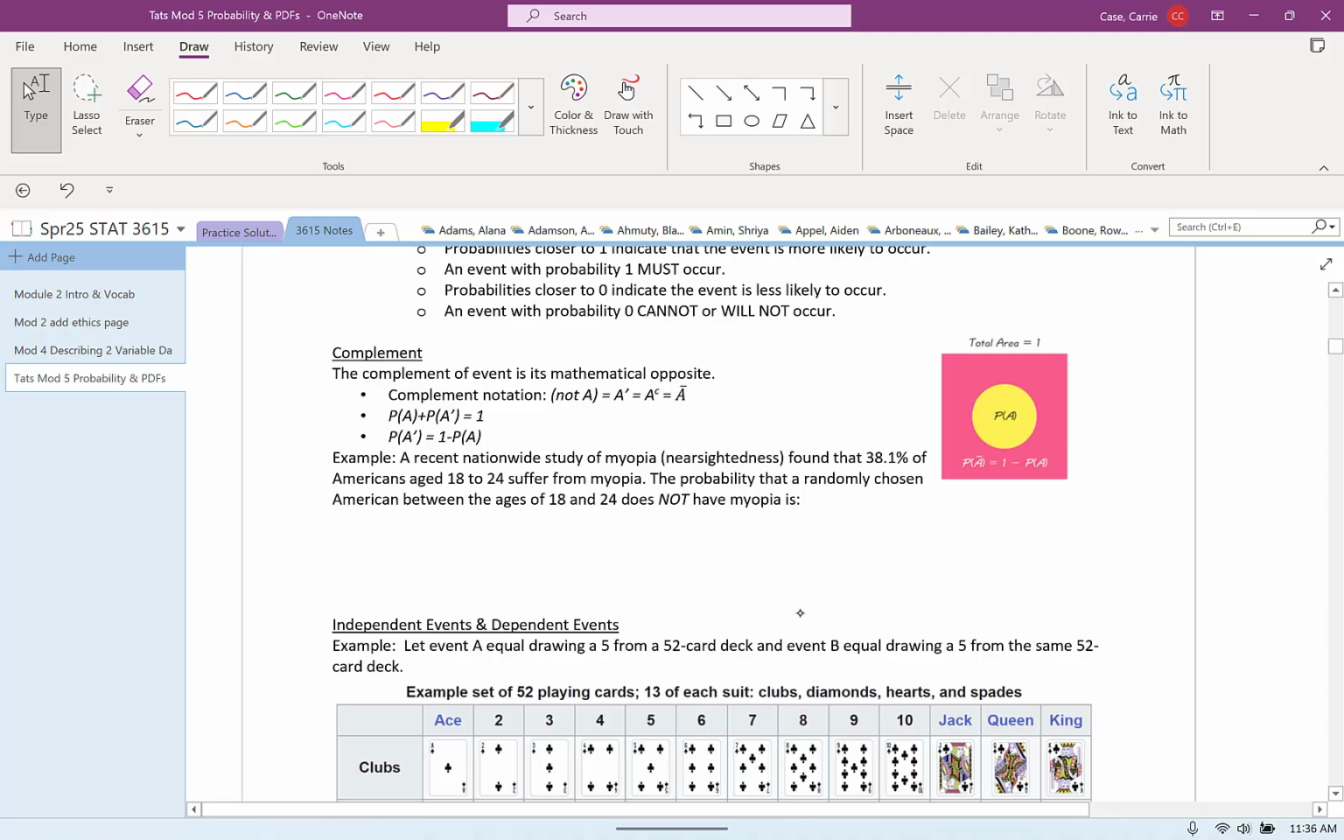Complement, and this is not "you look pretty today," it means the opposite of. The complement of an event is its mathematical opposite. Complement, as in "you look pretty today," is spelled with an I in the middle of the word. This one is spelled with an E. For the complement notation, there are lots of different notations depending on whether you're doing philosophy or math or statistics or computer science. So here are all of the ones that I know about. The first one is not A. The second one is A prime. The third one is A with a C as an exponent. And the next one is A with a line over it. All of these are notation for complement.